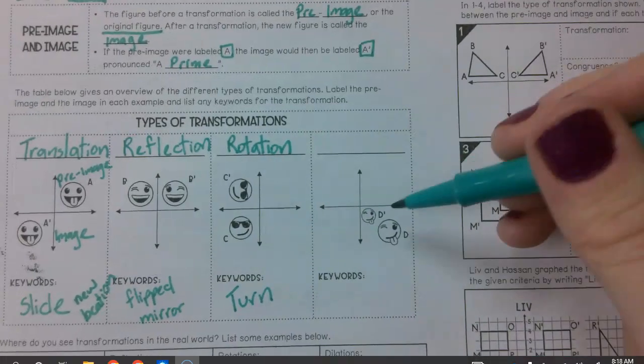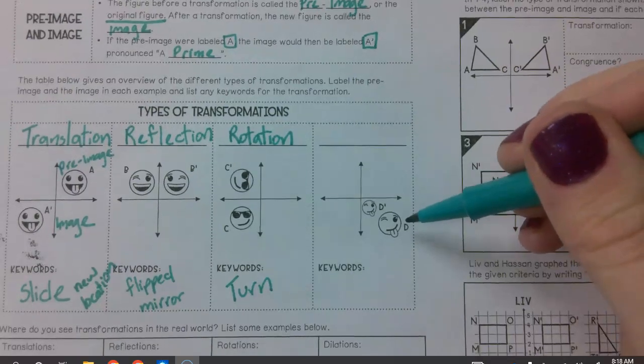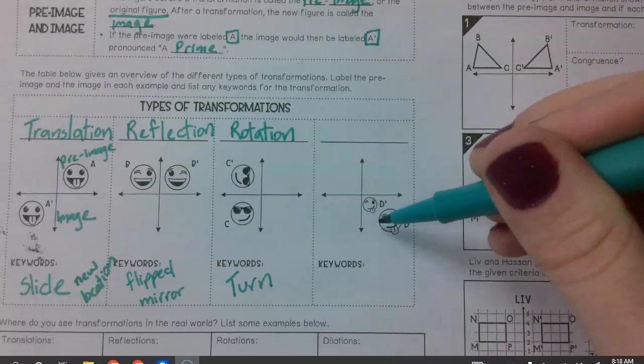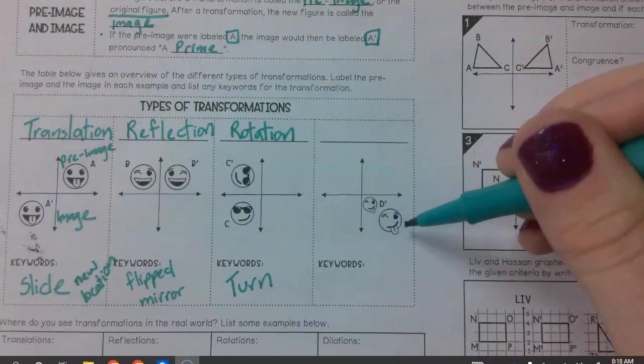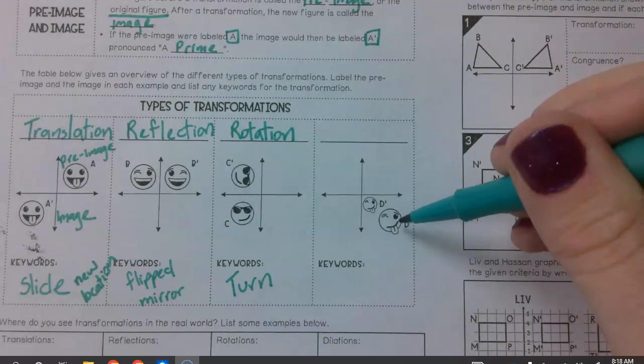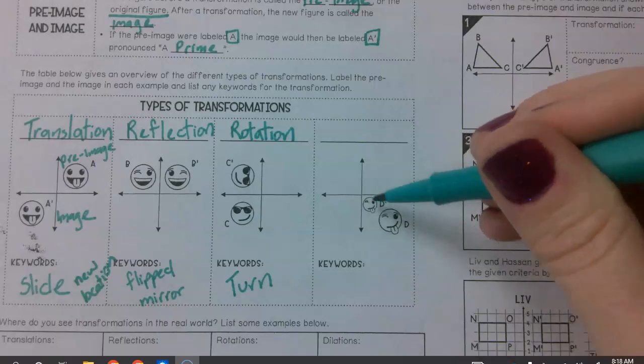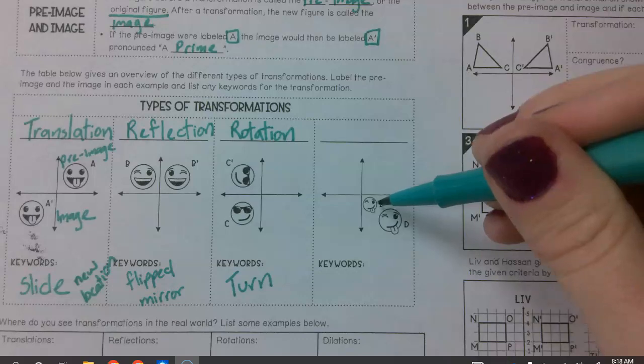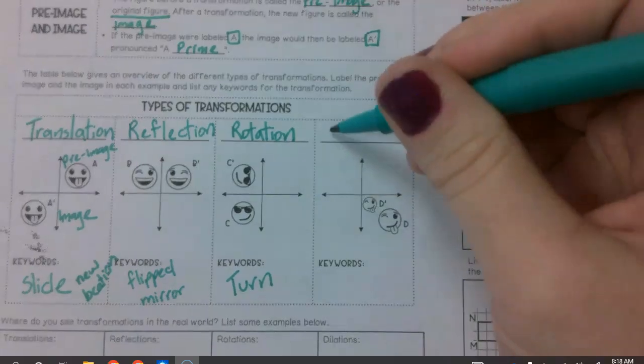The last one we're going to look at right here, we have original figure, D. We have this winky guy with his tongue sticking out. And then, after the transformation, now the winky guy with his tongue sticking out is smaller. Okay, this is called a dilation.